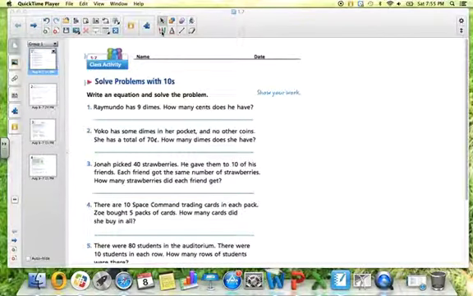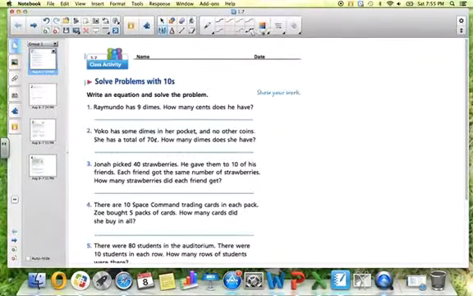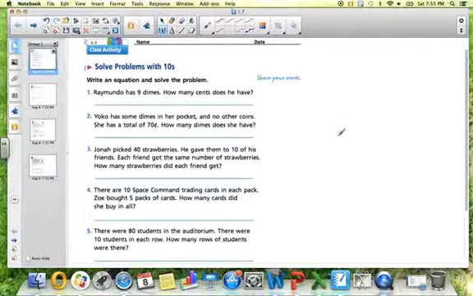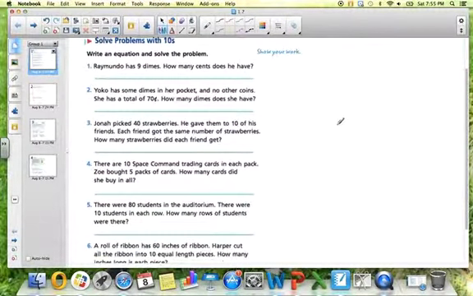All right, we are working on Unit 1, Lesson 7. So please turn to page 34 of your student activity book and we will get started. Today, we are going to solve problems with tens, y'all, because you've been working hard with those tens count bys. So let's write an equation and solve it. No big deal. This is going to be easy for you guys.